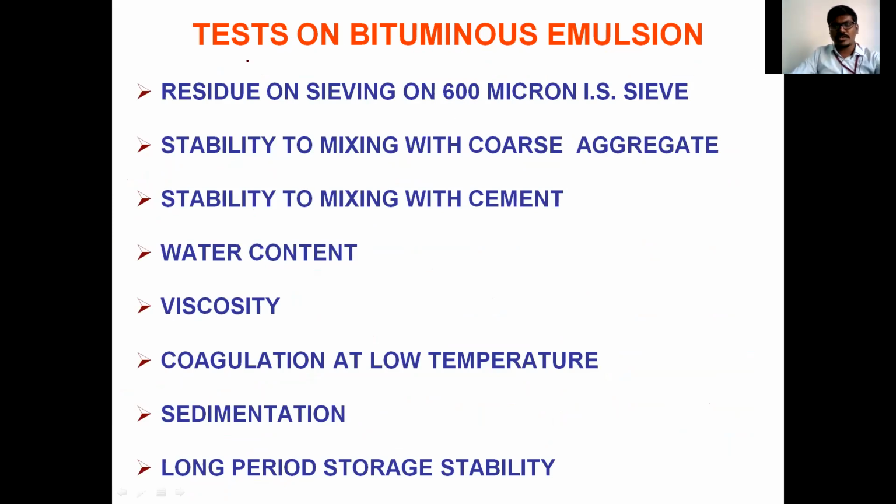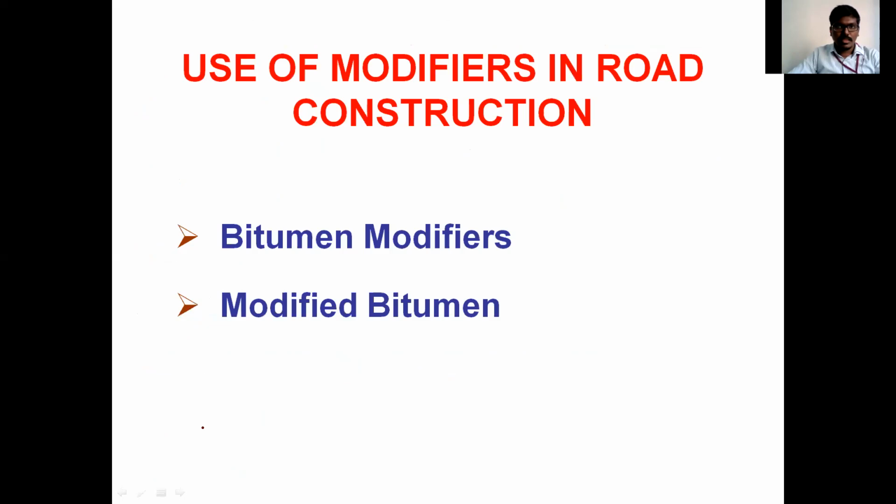Coming to the tests on bitumen emulsion again, these are some of the tests to understand. From an exam point of view, they may not ask. You should know mainly the different forms of bitumen. The tests are the residue test, stability test, water content test, viscosity test, coagulation at low temperature, sedimentation, and long period storage stability. Next, uses of modified binders in road construction. So I will now move to the next, that is modified binders.